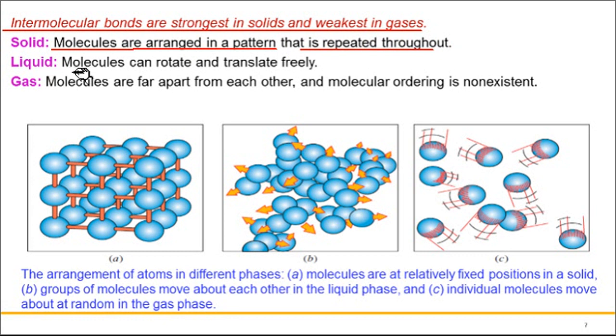Whereas in liquid, the molecules can rotate and can translate freely, right, within the mass of the liquid. So there is no fixed pattern of the liquid molecules. While in the case of gases, the gas molecules are far apart from each other and the molecular ordering is non-existent. Okay, so we'll stop today. We'll discuss later on.